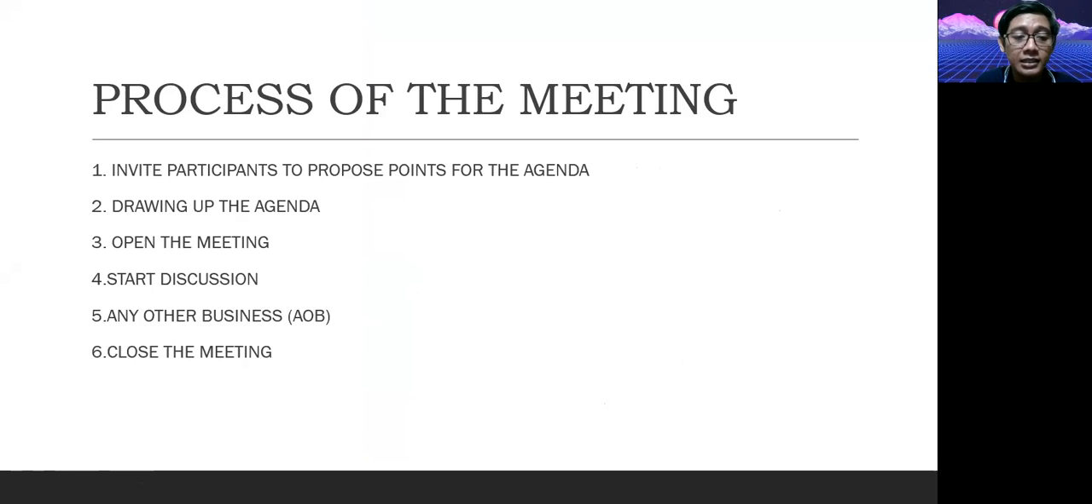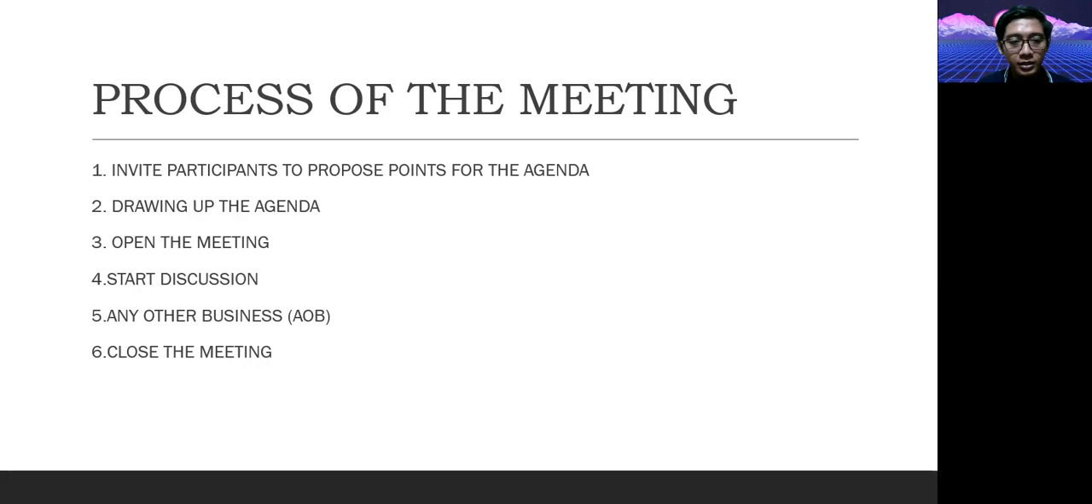There are 6 steps in the process of the meetings. The first one is invite participants to propose points for the agenda. It is important to invite participants to propose items or points for the agenda. Next one is drawing up the agenda. Drawing up the agenda is usually the responsibility of the secretary or the chair.